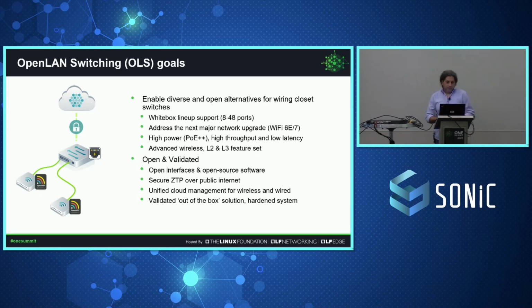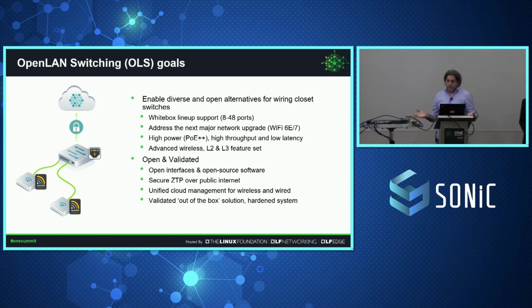And from the feature set, they want to focus on layer 2, layer 3 features. It uses the same feature set that you have in the Wi-Fi itself, because the management is shared between the Wi-Fi and the switch. It actually uses the same infrastructures. And I think one of the big challenges is how to make it open and how to validate it.